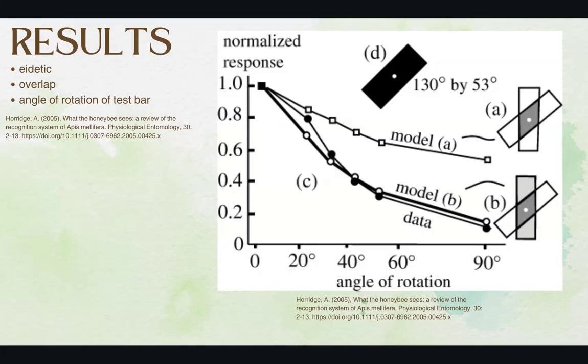So you can see part D here is our blank bar, and then A and B are different rotations of the bar. Performance declined as rotation increased, and their accuracy looked best when the rotated bar overlapped most with the original bar in D. The data closely matched a specific model by a previous scientist, where recognition depended on both the overlap and non-overlap between the test and training bar. And this data supports the idea of that eidetic memory or retinotopic imaging I was talking about.